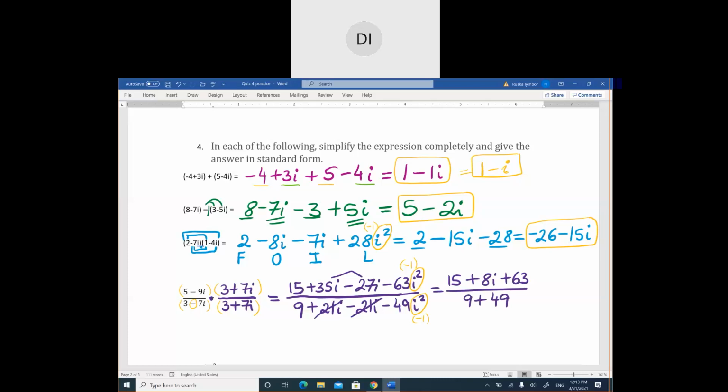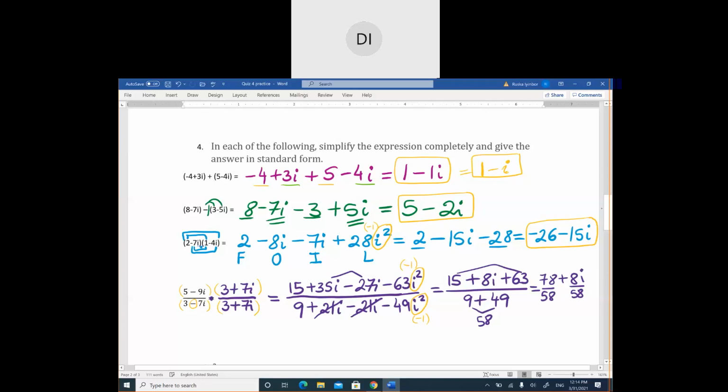Then after that, we have to combine the real components. So adding 15 plus 63, that is 78. And then you bring down the plus 8i. And then over, now when you add 49 plus 9, you're going to get 58, right? Now, I can just put everything over 58, or I can split it to get the rectangular form of the number. So I'm going to write it like this, over 58 and over 58.